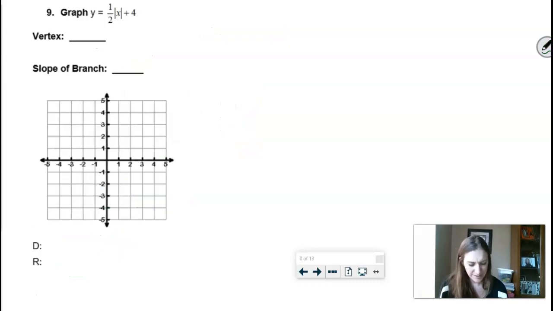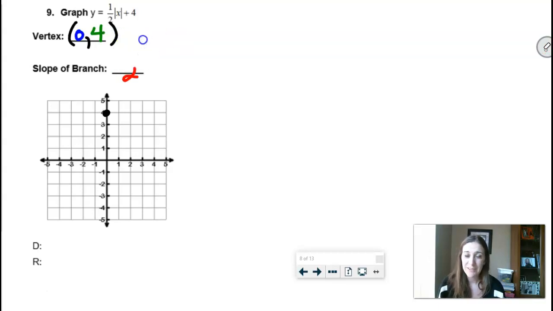So this time, I'm not going to bust out the colors if you don't mind. Well, I guess I could, but there's nothing in with the x, so there must be a 0 there. And then 4. So our ordered pair for our vertex is at (0, 4). So right here. And then the slope of your branch is this 1/2. So it's already a fraction.